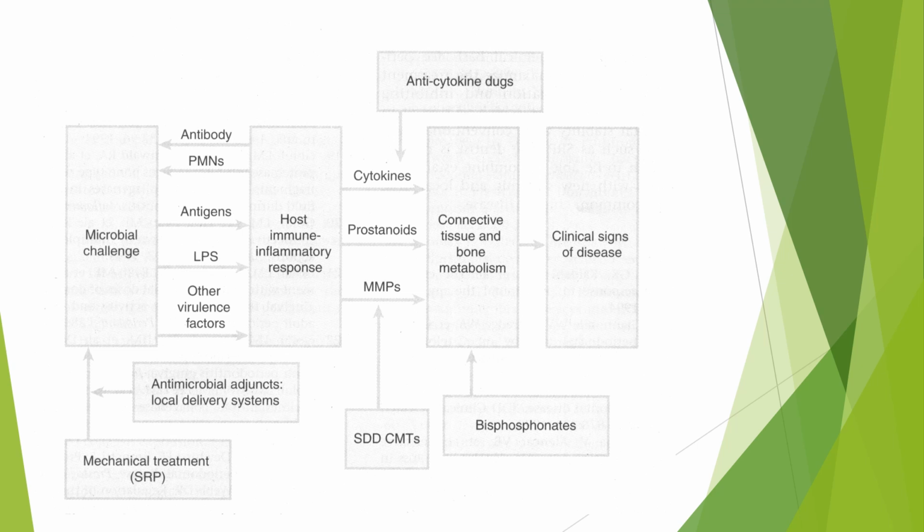Okay, next again, it's the same thing. I just wanted to elaborate it in a bigger way, that you do have a microbial challenge which can be cleared with the help of antimicrobial adjuncts, local drug delivery systems, or mechanical treatment. Again, foremost, scaling and root planing is always the gold standard for everything. But along with that, the local drug delivery system could be an adjunct to control the microbial challenge. Next, coming on to the host immune inflammatory responders, anti-cytokine drugs, sub-dose antimicrobial agents, CMTs can be given, and bone metabolism can be controlled with the help of bisphosphonates. All right.